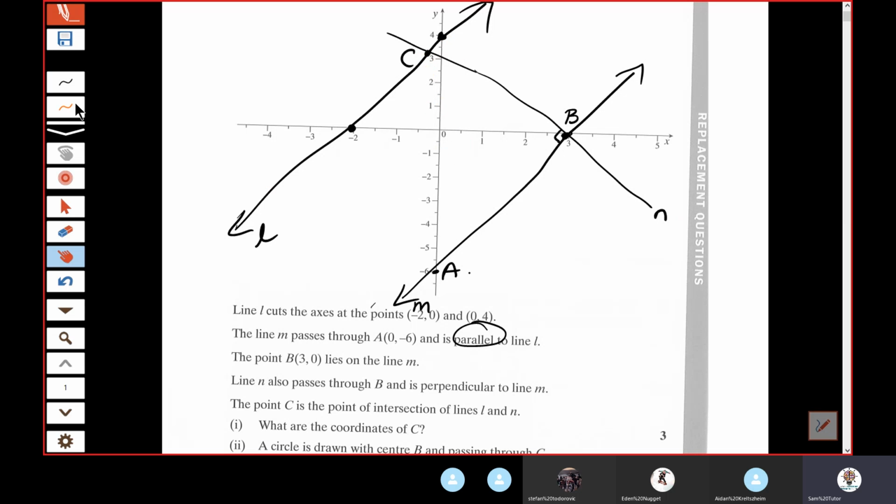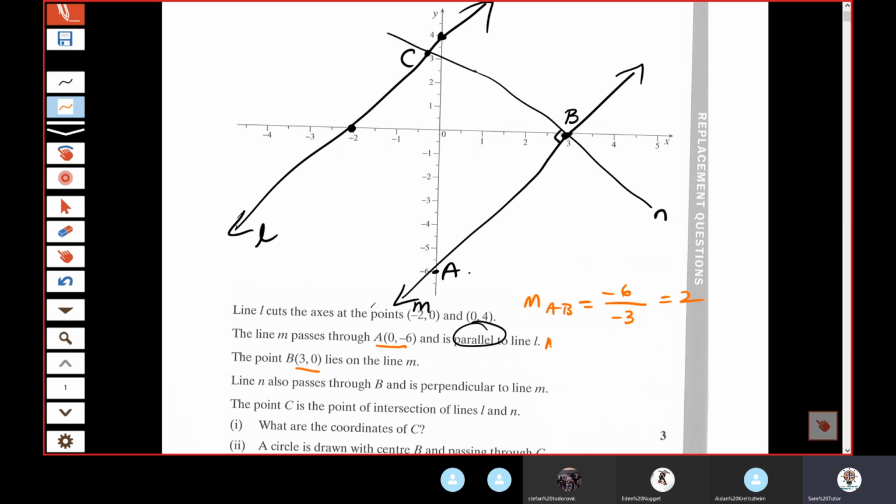So how do we find the gradient of AB? Well, it's very easy. You know the line M has A, 0, -6, and B is 3, 0. So the gradient of AB would be y2 minus y1, which is -6, over x2 minus x1, -3. So that's +2.